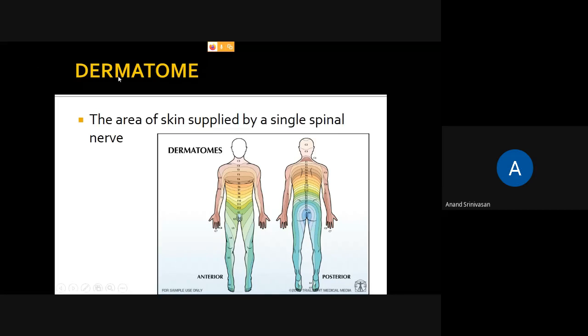If the spinal nerve is involved, that's why the dermatome is important. Dermatome: the area of the skin supplied by a single spinal nerve.